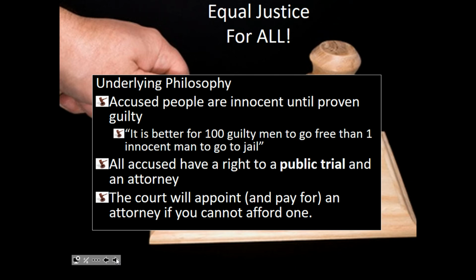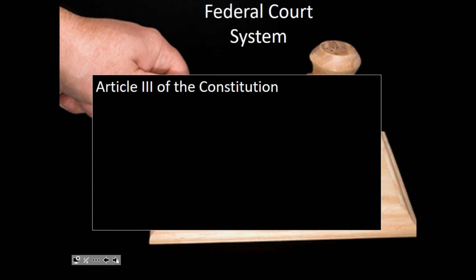A fair trial. Okay, and so how does all this get set up? Where does it come from? Well, it comes from Article 3 of the Constitution. We just break the Constitution up into different what we call articles. That's just little segments, really. Think of them almost as chapters of a book.